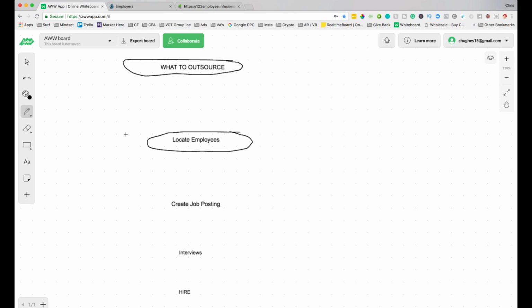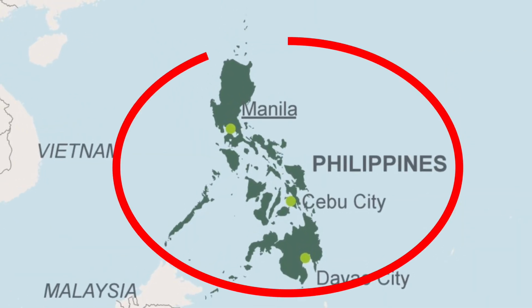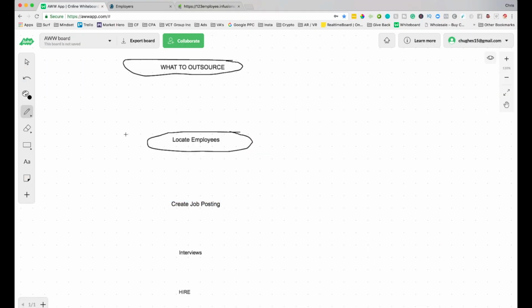For me personally, I really like the Philippines. I've had a lot of success with hiring people from the Philippines over the last 6-7 years. And funny story, I got my first virtual assistant or employee when I was in college, and I had someone writing and doing research for a term paper. So I've been doing this for a pretty long time. Here's where to locate employees.